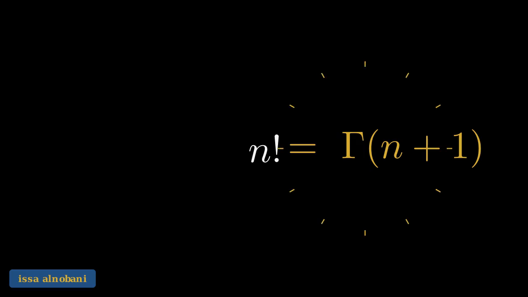Today we explore one of the most elegant ideas in mathematics. The factorial function only knows whole numbers. But what if we could ask, what is 0.5 factorial? The answer comes from a beautiful tool called the gamma function.